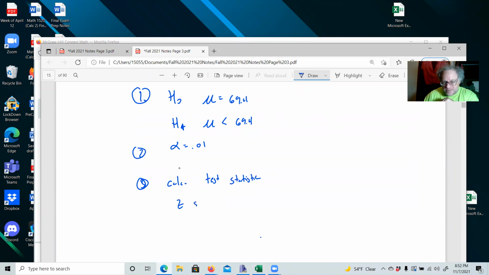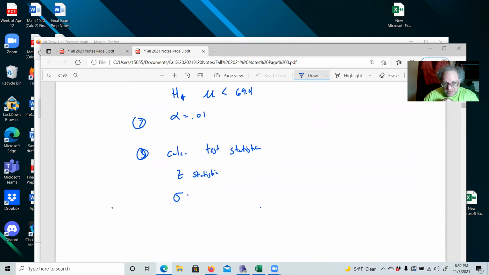It's going to be a z statistic because the standard deviation is known. So we're going to say, okay, that's nice. We have sigma is equal to, what is our sigma?